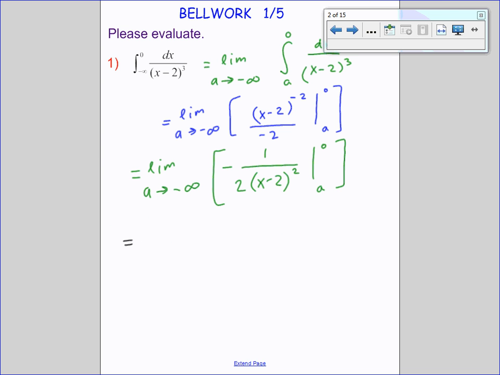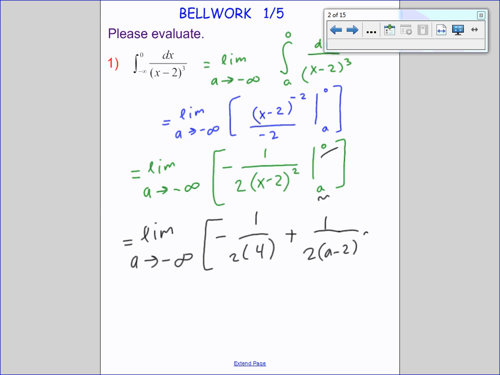So we'll do the limit as a goes to negative infinity of, and let's do upper limit all the way through. With upper limit all the way through, I get negative 1 over 2 times, if I put 0 in for x, then I get negative 2 quantity squared, which is positive 4, so it looks like negative 1/8, minus, and then we'll do lower limit all the way through. Minus a negative is plus a positive, 1 over 2 times a minus 2 squared. And consider the limit as a goes to negative infinity.